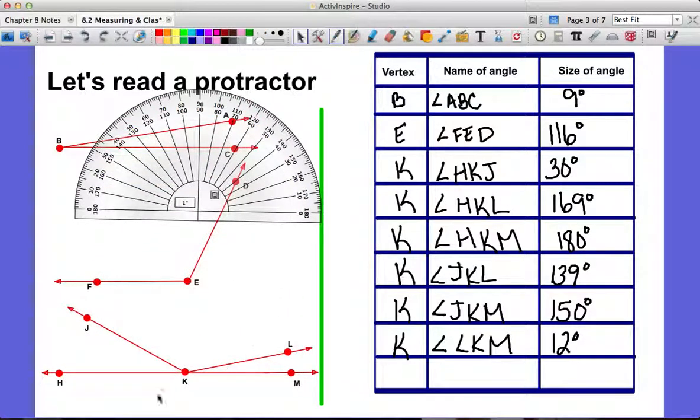Now moving my protractor, I take a look. I had HKJ, I had HKL, I have HKM, JKL, JKM, and LKM. So now I know that I've found all the angles that I could with these 4 rays, and I can move on to my next page.